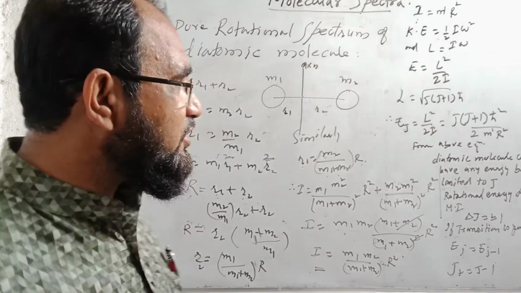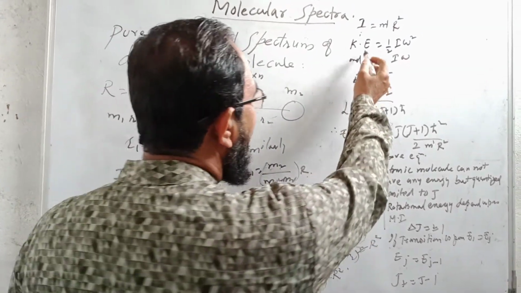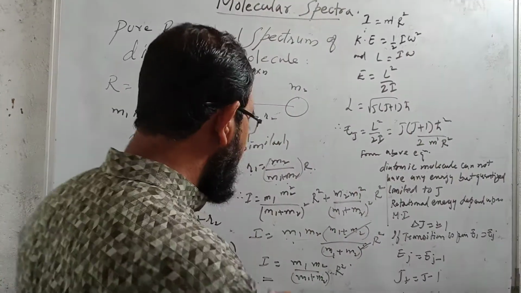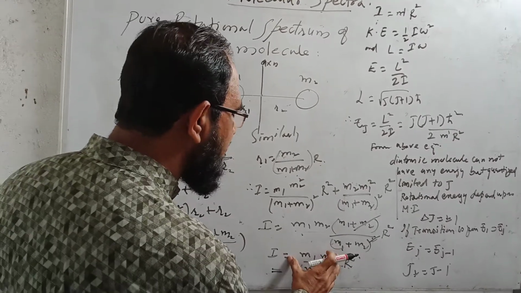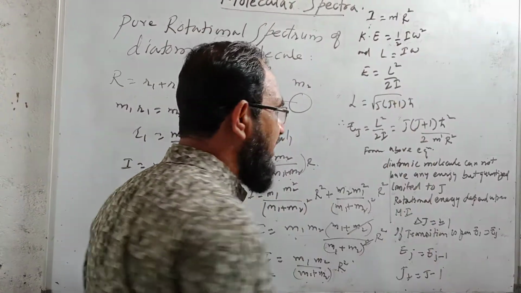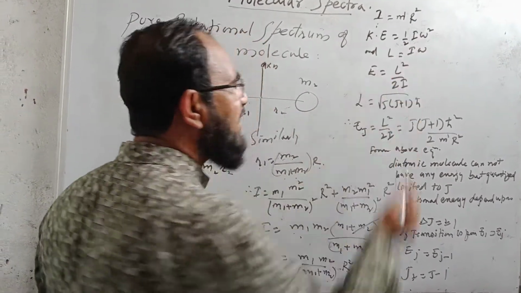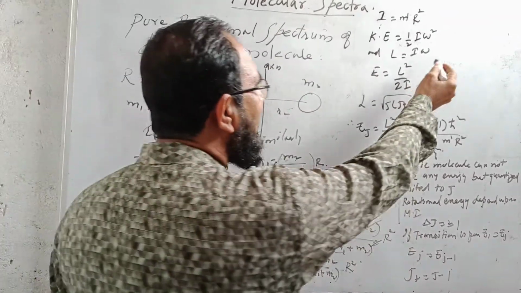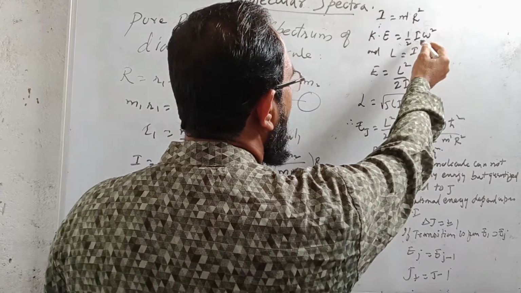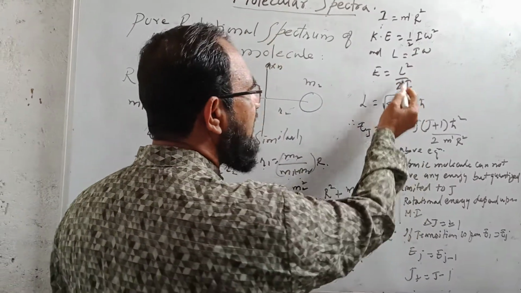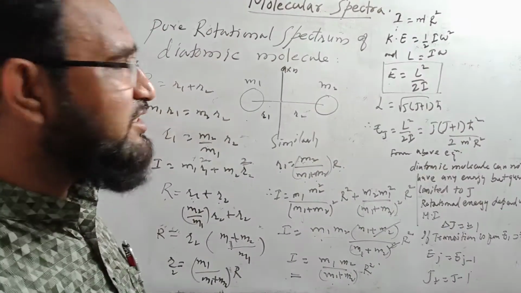Now let us find the rotational kinetic energy. In rotational motion we studied that the kinetic energy is half I omega square. What is I? I is m1 m2 upon m1 plus m2 into r square. Let us suppose this is m dash, so I is m dash r square. Kinetic energy is half I omega square, but we know that the angular momentum L is equal to I omega. Therefore, substituting omega as L upon I, after simplification the energy is L square upon 2I. This is the rotational kinetic energy in terms of L and I.